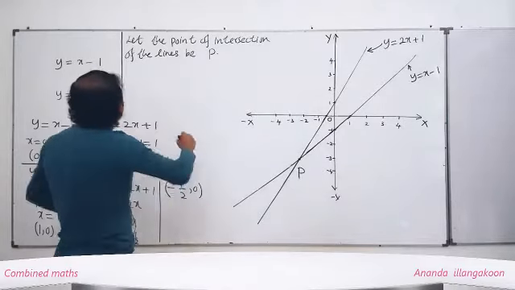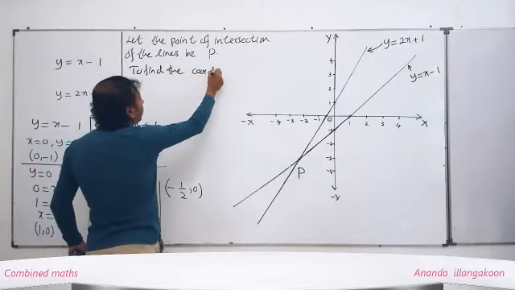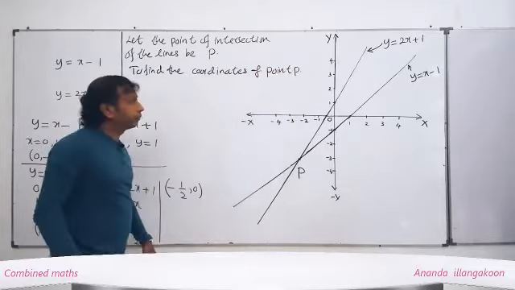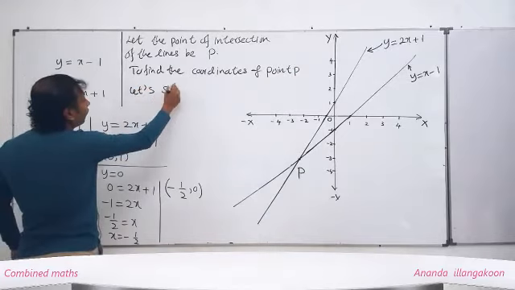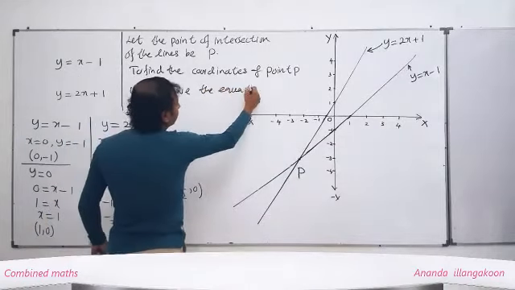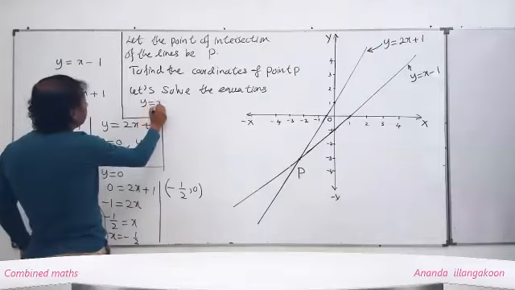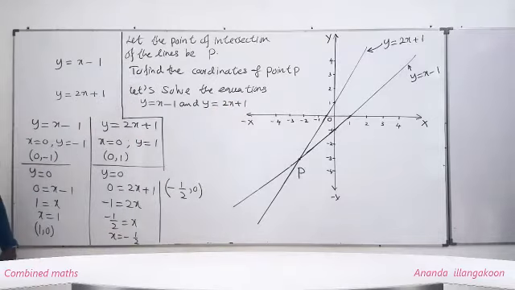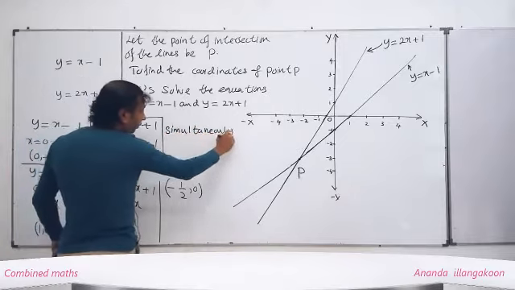Right. I'll write down, to find the coordinates of point P, let's solve the equations y equals x minus 1 and y equals 2x plus 1 simultaneously.